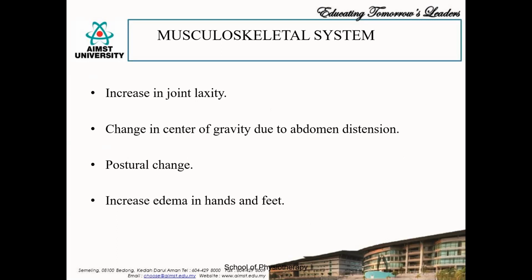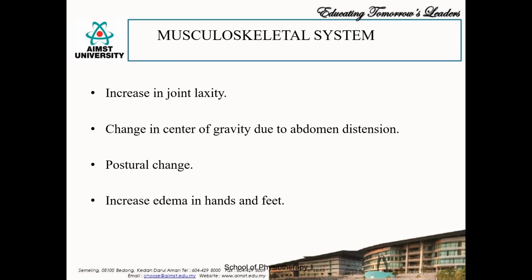Next is the musculoskeletal system. In the musculoskeletal system, there are a lot of changes because of four factors. One is the increase in joint laxity. This is because of the relaxin hormone. Because of relaxin, the joints will undergo laxity, and there will be a lot of movement. Normally in the pelvis, there won't be any movement at all. But during pregnancy, because of the relaxin hormone, there will be movement in the pelvic region.